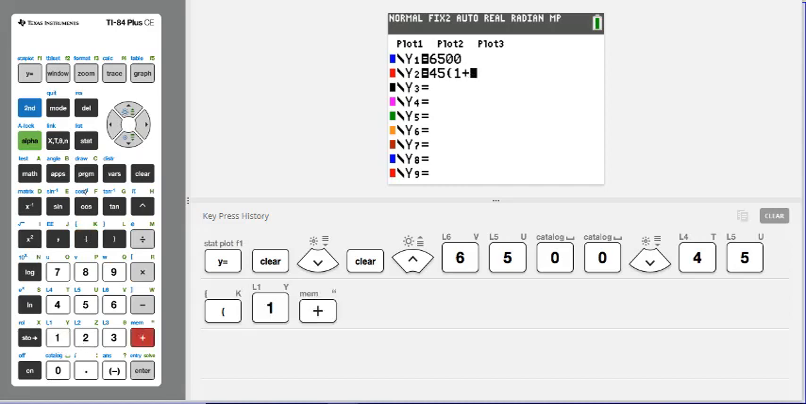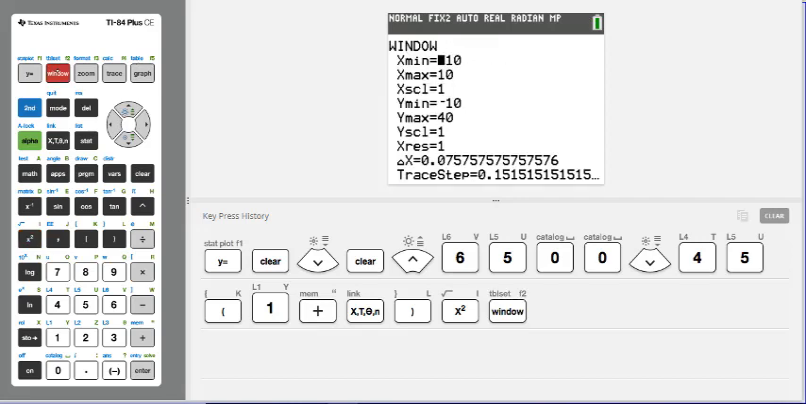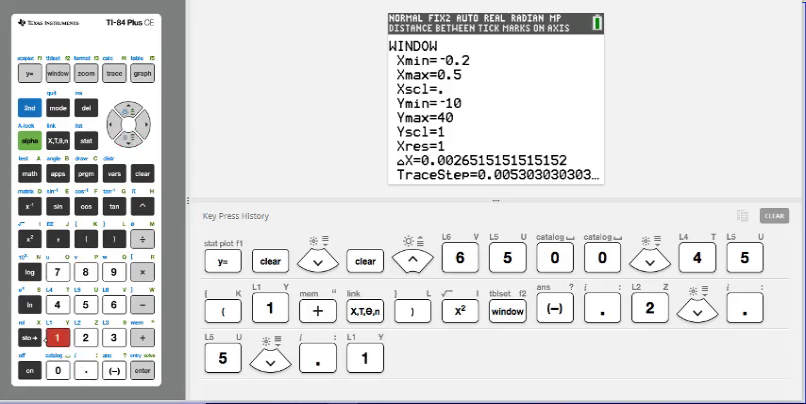Parentheses 1 plus x, parentheses squared. X is the radius. I mean, not the radius, the interest rate. All right, so we're just going to do one thing. We're going to do negative 0.2 to positive 0.5, and we're going to have it step by 0.1.